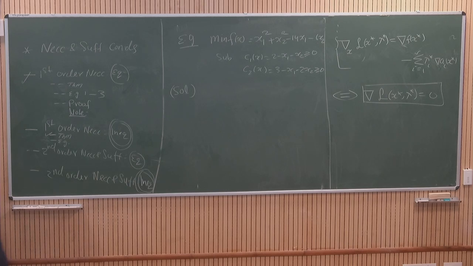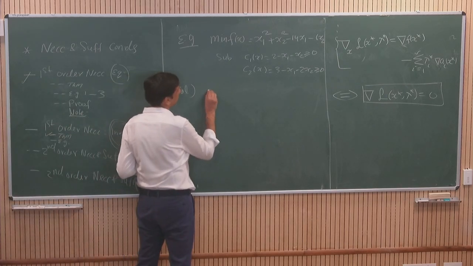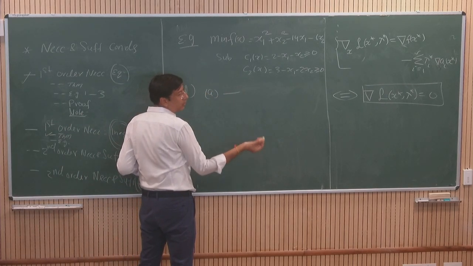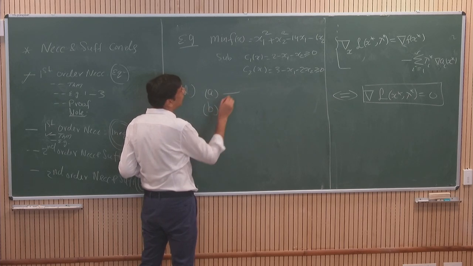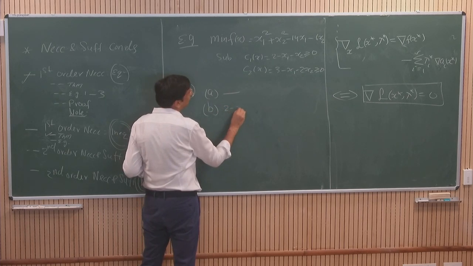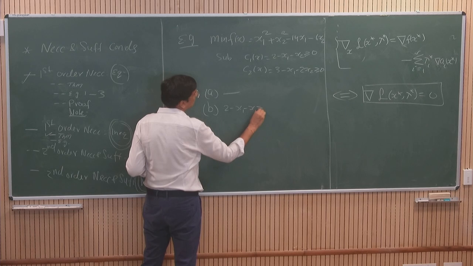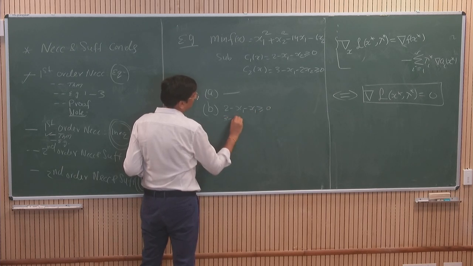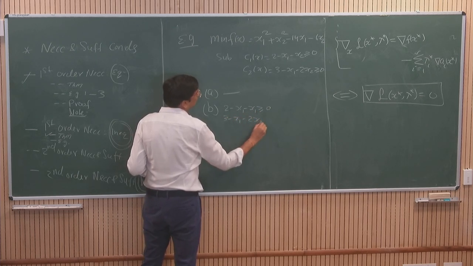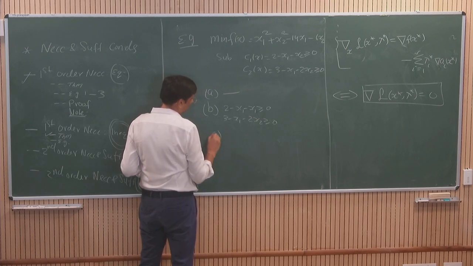Okay, what was the first condition in the KKT? Equality. There is no equality constraint, so nothing to do. The second said these should be true, so let's write them explicitly because we're going to refer to this. And 3 minus x1 minus 2x2 greater than or equal to 0. What was the third condition?